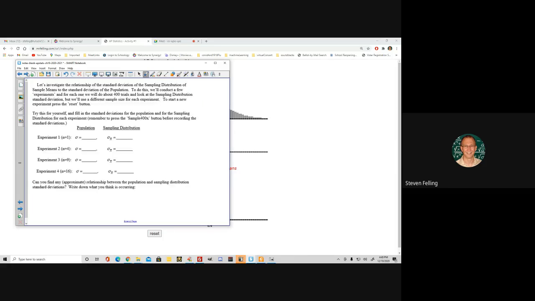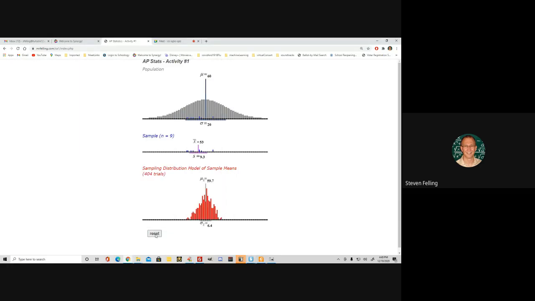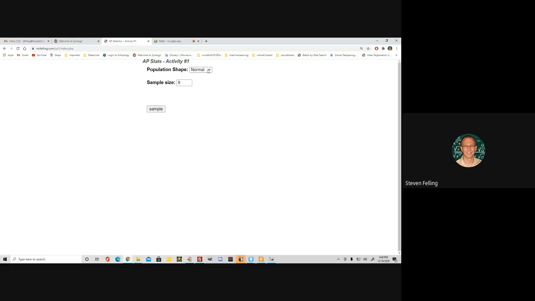Okay, let's investigate that a little further, because there's actually a formula for figuring out the connection between these two things. I'm going to ask you to do this for yourself, and then I'll show you how to do this. You can reset this by just clicking reset. We're going to leave this at normal, but we're going to change the sample size and see what happens.